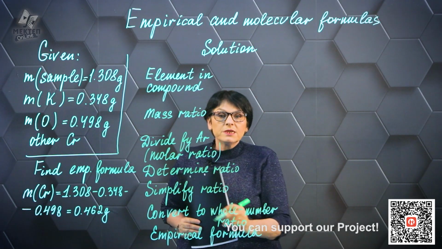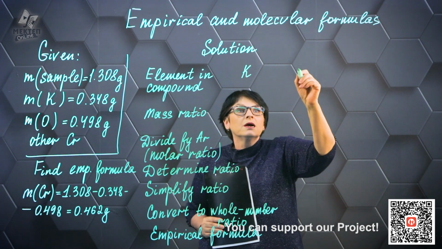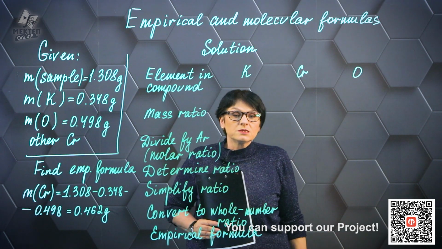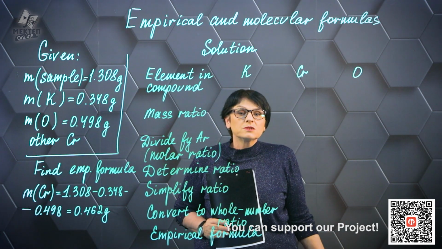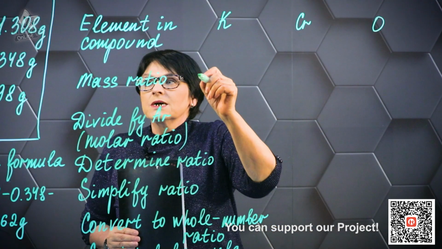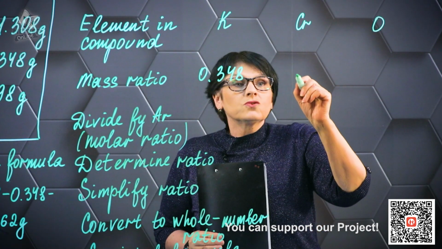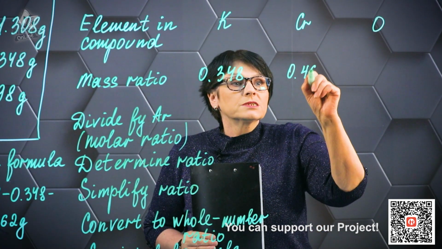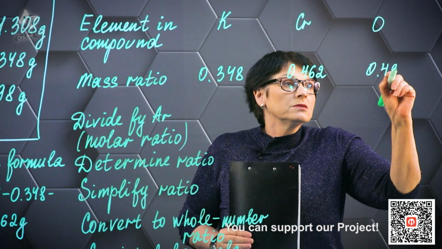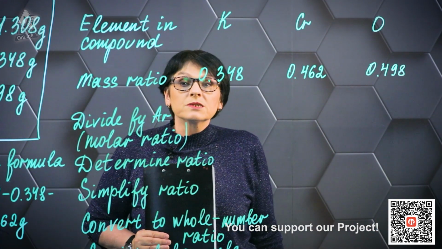So, let's follow the plan below. What elements are included in our orange-colored substance? It's potassium. Let's put chromium in second place and oxygen in third place. Because oxygen is usually listed in formulas, most likely it's a salt, in the last position. So the mass of potassium is 0.348. Next, the mass of chromium, which we just calculated, is 0.462, and the mass of oxygen is 0.498.